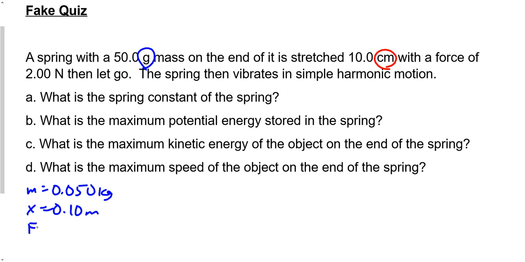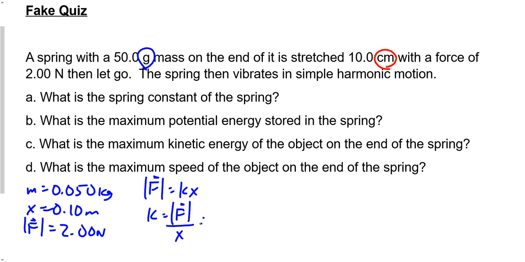Look, let's deal with one question at a time here. We're looking for the spring constant. So let's just say for this one, F is equal to Kx. Rearrange that to solve for K, I get F over X. F is 2.00 newtons divided by the displacement of 0.10 meters, and that gives me 20 newtons per meter, I think it is, right? Should be 20.0 newtons per meter. Good, there's question A.